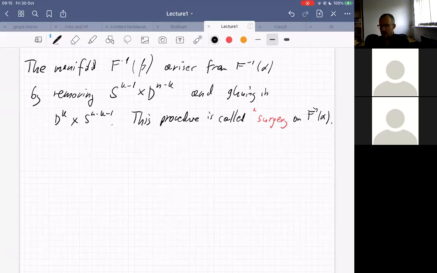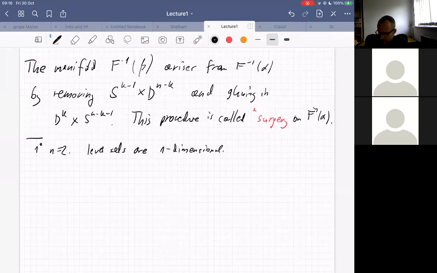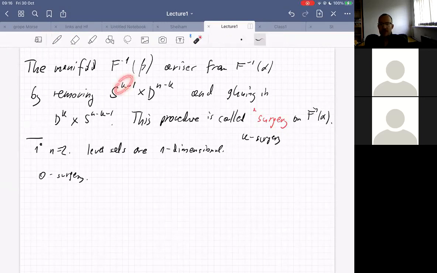So this is an important step. First of all, what do we get in one dimension? Like n equal to 2. So the level sets are one-dimensional. Well, we can have zero surgery. What is zero surgery? It's called k surgery. So zero surgery is a surgery with k equals zero. One surgery is a surgery with k equal one, and two surgery is a surgery with k equal two, and so on. So what is zero surgery?